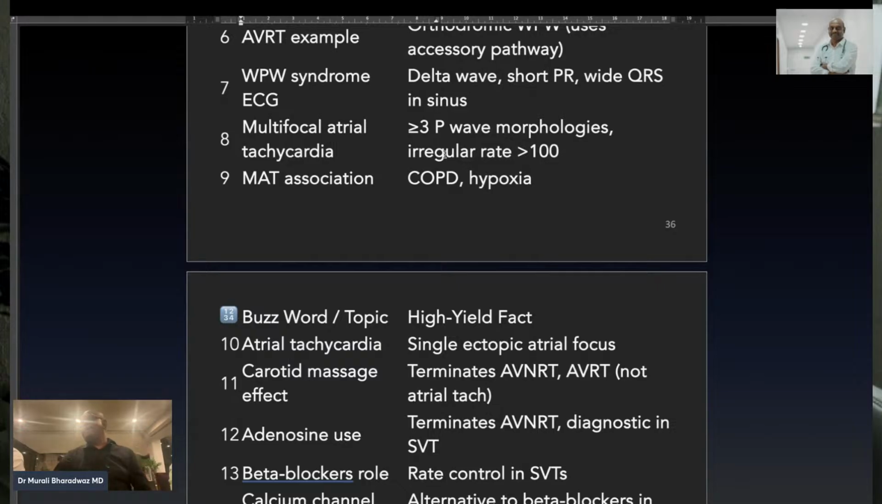What do you call MAT? Multifocal atrial tachycardia. So in the atria, multiple areas became active. And some P waves are upright, some P waves are inverted. So more than 3 P wave morphologies with irregular heart rate means the tachycardia is originating in the atria. So in whom do you see multifocal atrial tachycardia? COPD, hypoxia, right?